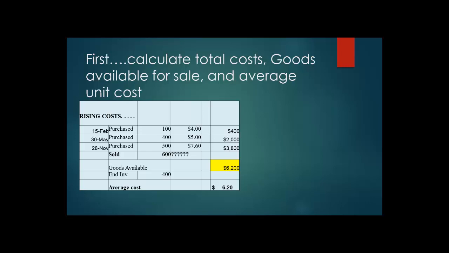So first thing we're going to do is extend the cost. 100 times 4 is 400. 400 times 5 is 2,000. 500 times $7.60 is 3,800. Each of these are cost layers. Goods available, 1,000 units at $6,200. And we can just use this right away and say average cost is $6.20, 6,200 divided by 1,000.